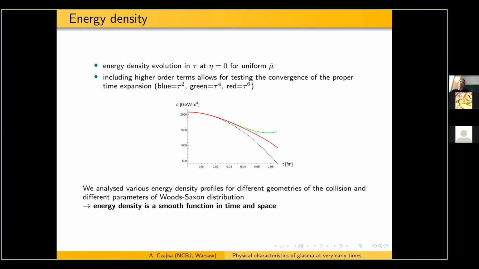And then results. The first thing to look at is the energy density. This is the energy density as a function of proper time for uniform mu. This allows us to test the convergence of the proper time expansion, and we see that the result can be reliable up to tau equals 0.05, but we further test other properties to check that this is really the case. We studied it for different geometries and parameters of the Wood-Saxon distribution, and we see that this is basically a smooth function in time and space.